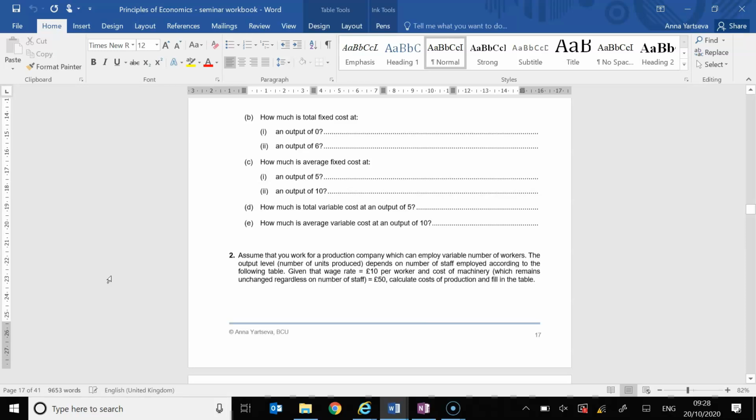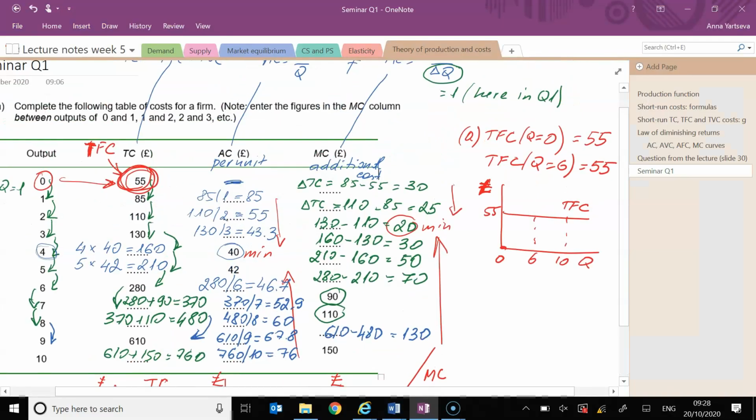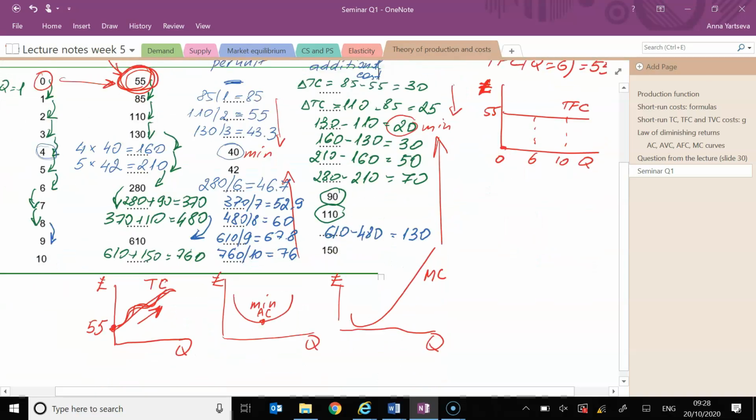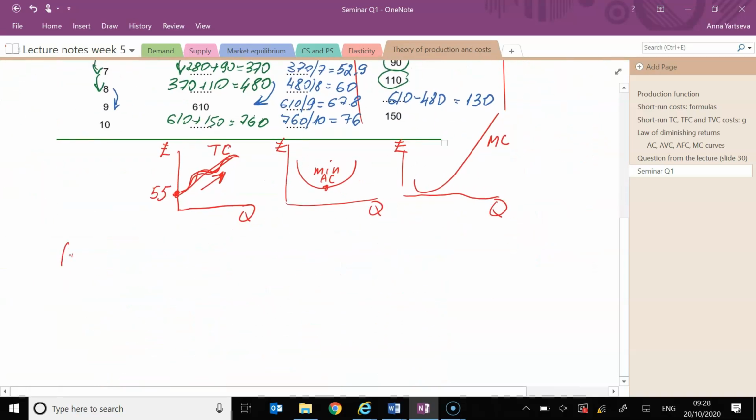Next question. How much is average fixed cost if output is 5 and if output is 10? So this was actually question B. Question, let me write it here. Question C. How much is average fixed cost when output is 5? And how much is average fixed cost when output is 10? This is what we need to calculate.